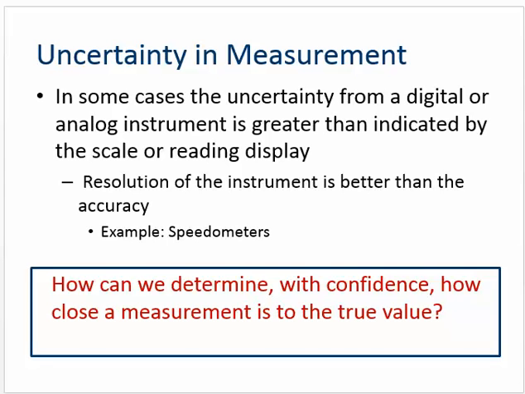Uncertainty in measurement. In some cases, the uncertainty from a digital or analog instrument is greater than indicated by the scale or reading display. The resolution of the instrument is better than the accuracy. Example, speedometers.